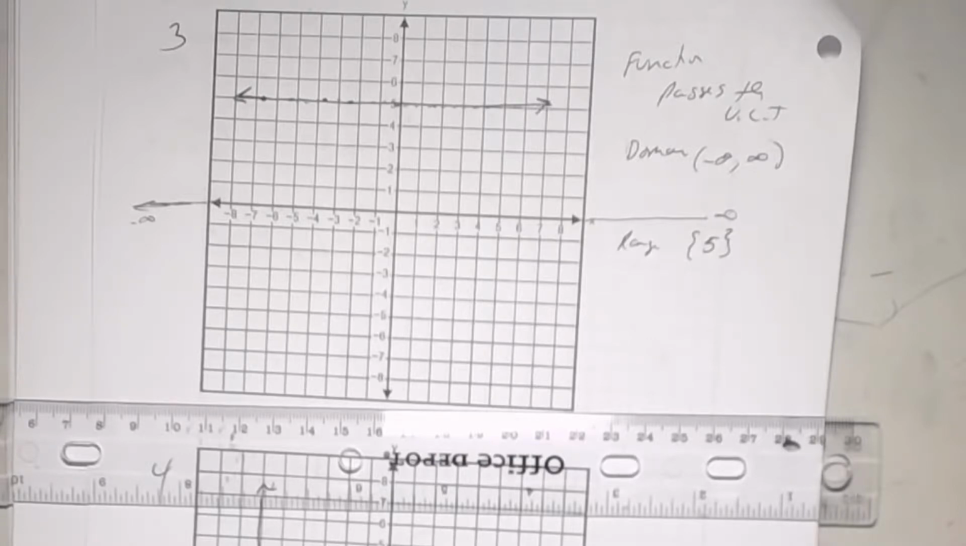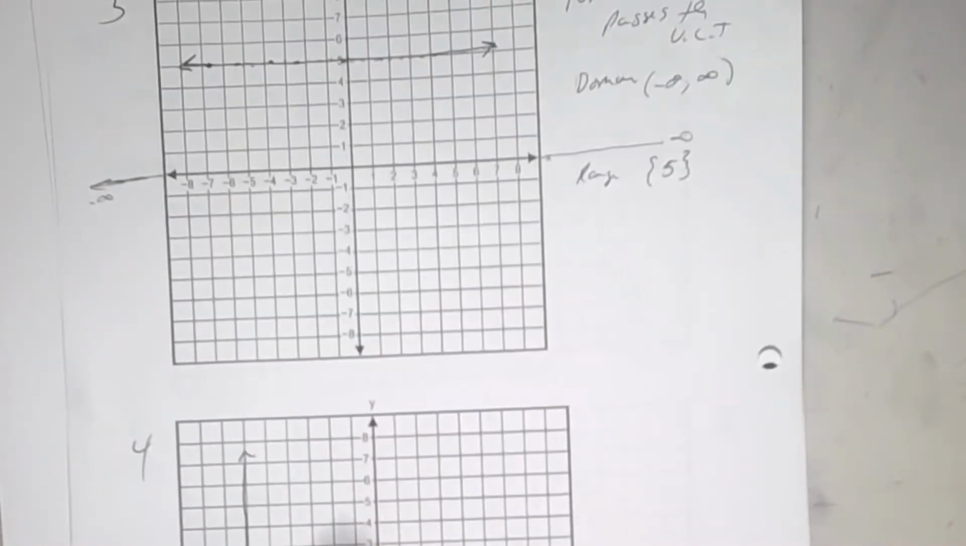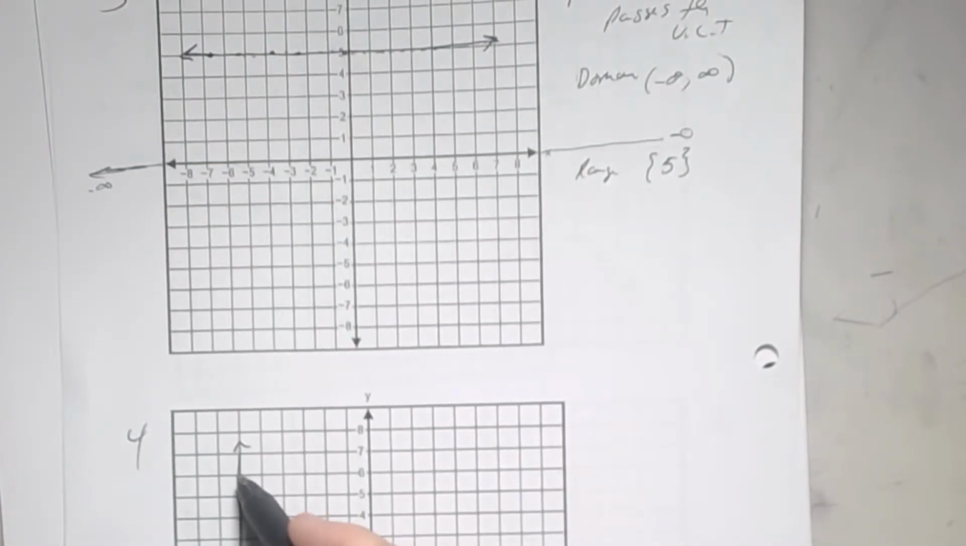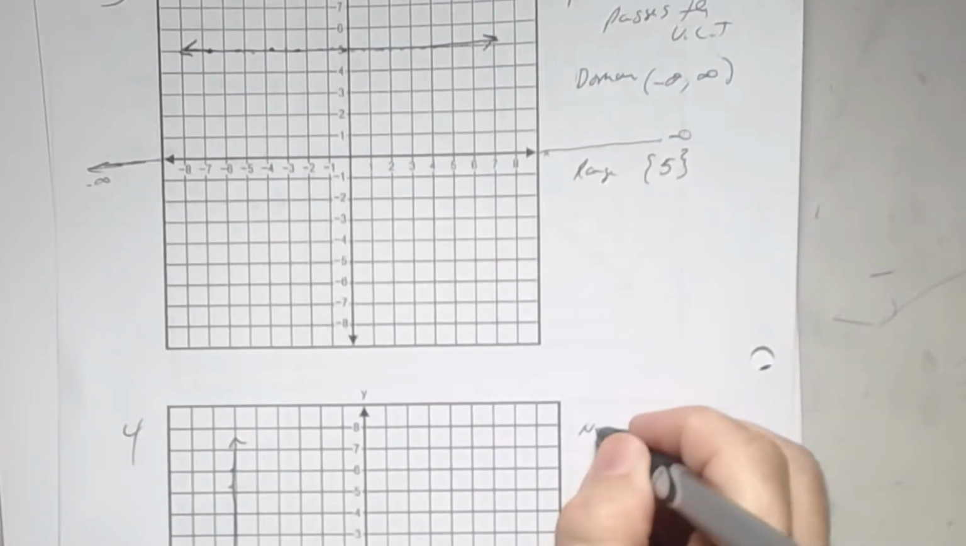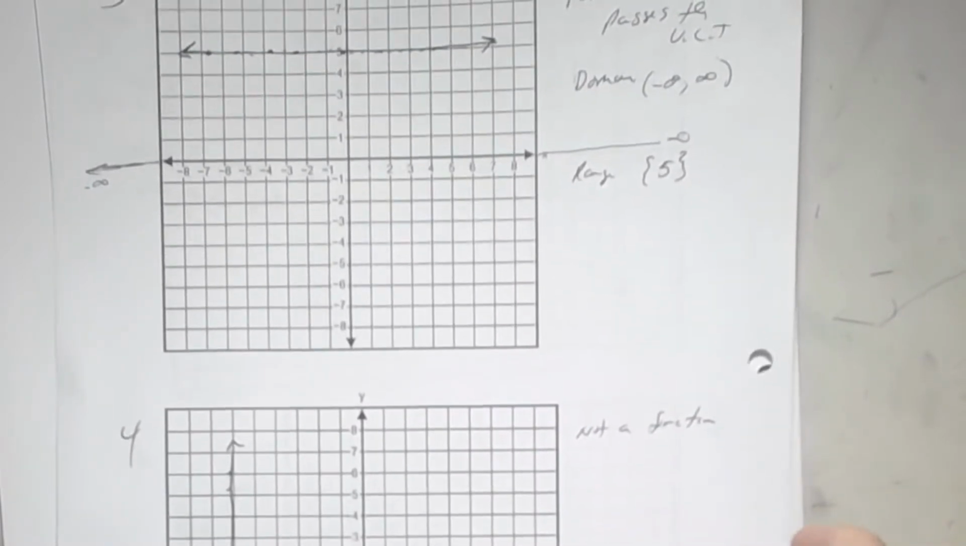All right, let's look at the vertical line. Is that a function or not a function? Not a function. It fails the vertical line test. It's easy to see this without even using the vertical line test. These x coordinates are all the same, right? But how many y values do they have? An infinite number. So it's not a function. It fails the vertical line test.